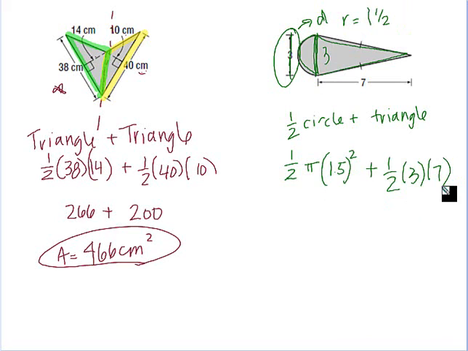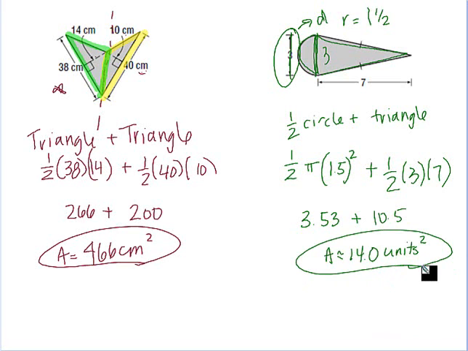So if you take 1/2 times pi times 1.5 squared, you end up getting 3.53 about. And then if you add on 1/2 times 3 times 7 for the triangle, you're adding on about 10.5. So when you add those two together, the area is about 14.0, no label, so units squared.